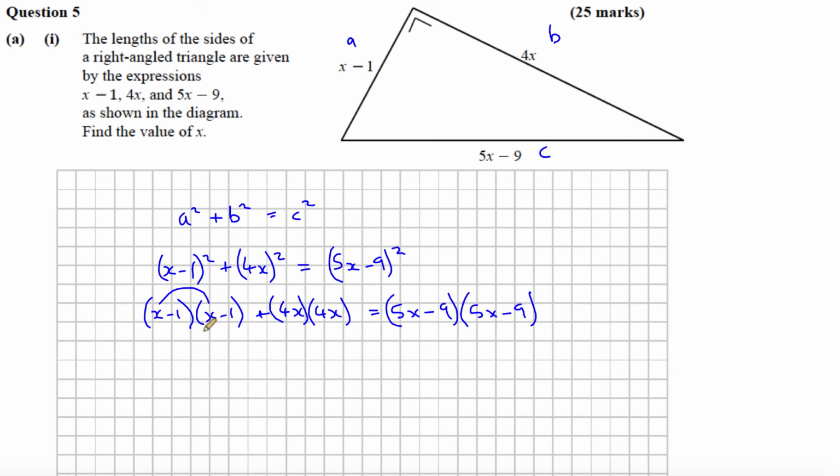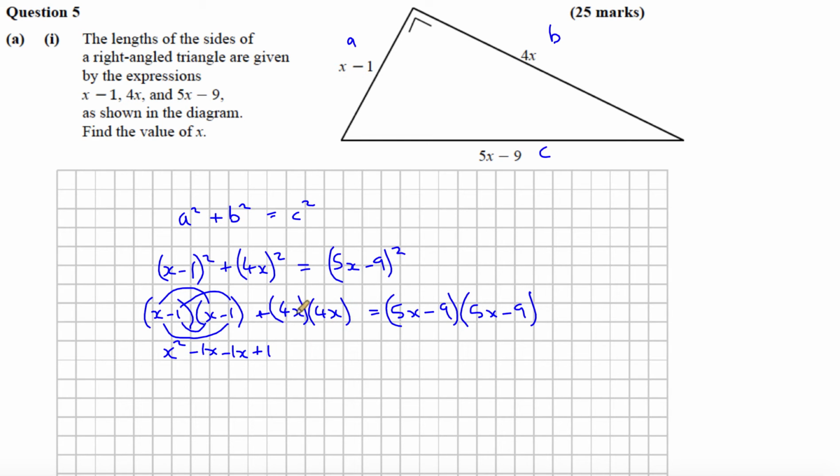So x by x gives me x squared. I'm going to multiply these brackets out now. Minus 1 by x is minus 1x. X by minus 1 is another minus 1x. Finally, minus 1 by minus 1 is positive 1.